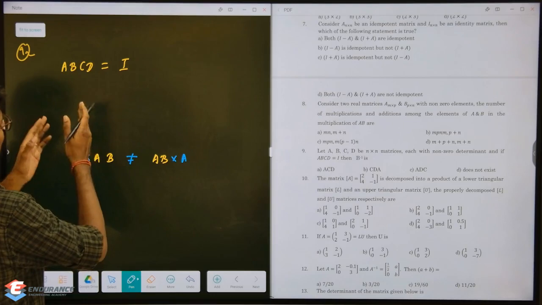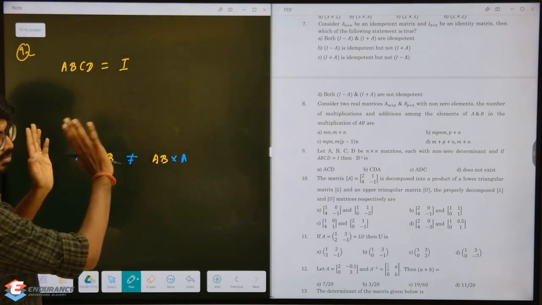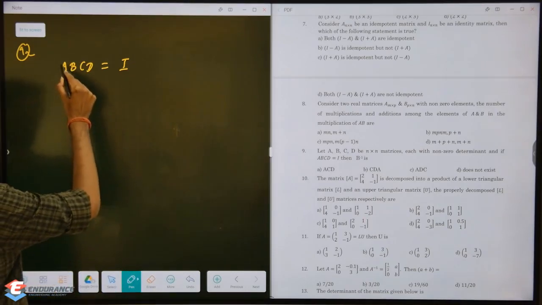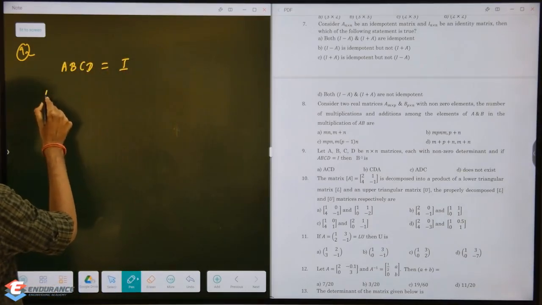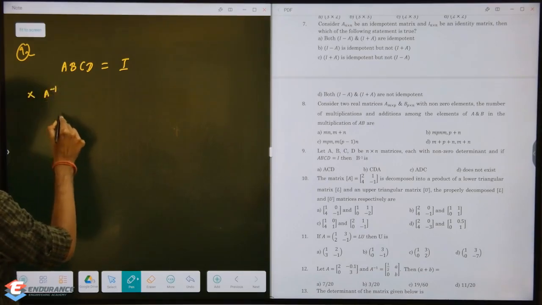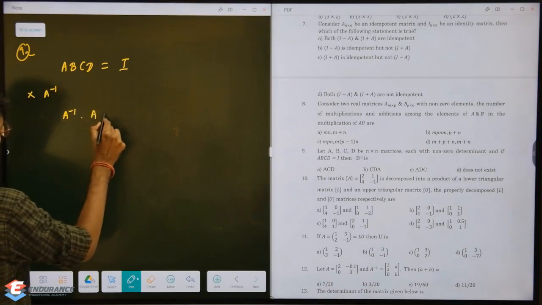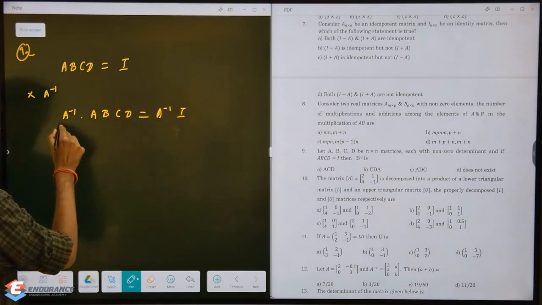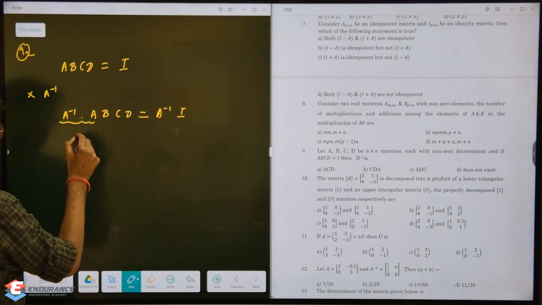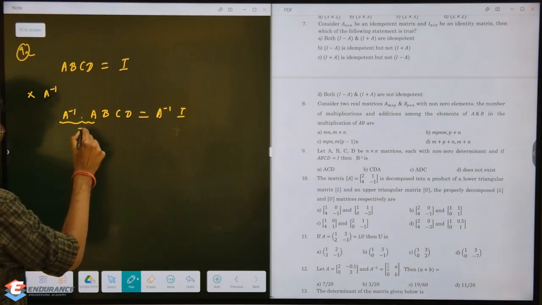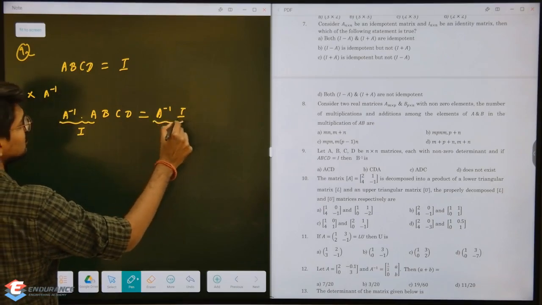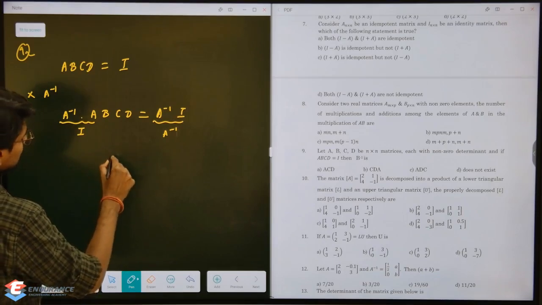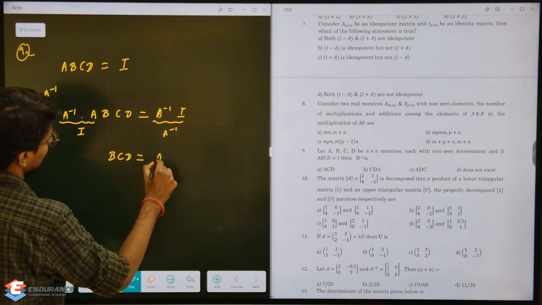So directly I cannot multiply with B inverse on both sides. First what I will do, I will take this A to that side. So I will multiply with A inverse on both sides. A inverse into A, B, C, D is equal to A inverse into I. A inverse into A is I. A inverse into I is A inverse, not I inverse. So B, C, D is equal to A inverse.